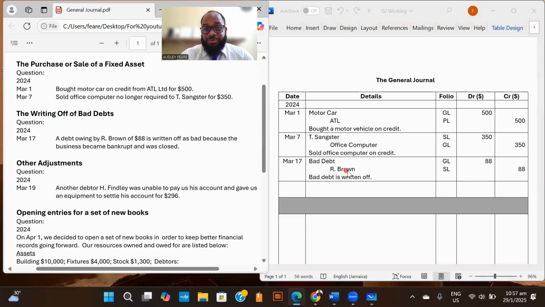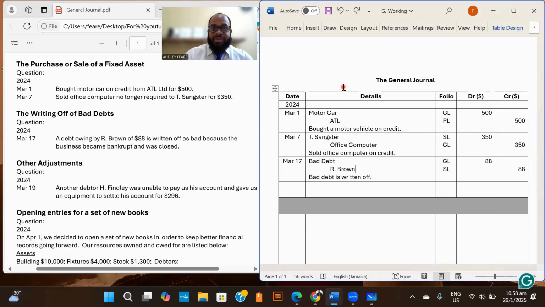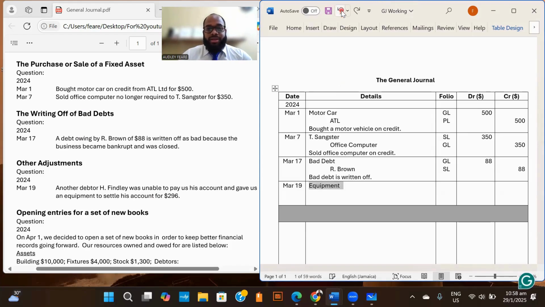Luckily, unlike R. Brown, H. Finley was able to give us an equipment to settle his or her debt. So let's do that now. The asset of the debtor is decreasing, but we've got another asset which is increasing in the business called equipment. So just go March 19, equipment. Asset is increasing, we've got an equipment. And if asset increase, we debit.